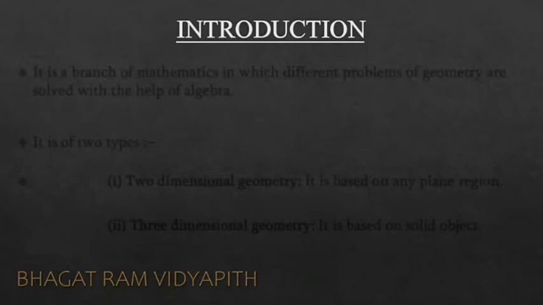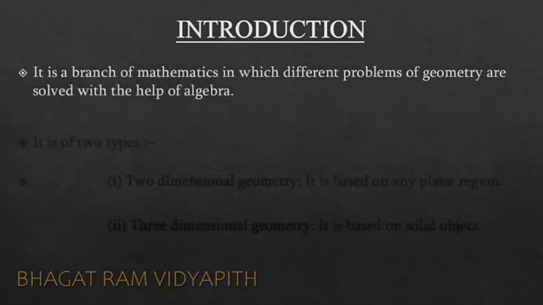What is coordinate geometry? Well, it is the branch of mathematics in which different problems of geometry are solved with the help of algebra. We know what algebra is, wherein we use different variables and solve equations by substituting values. When we apply algebra in 2 or 3 dimensions, we get coordinate geometry.